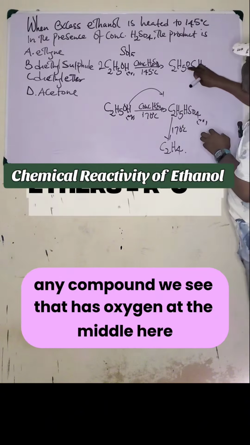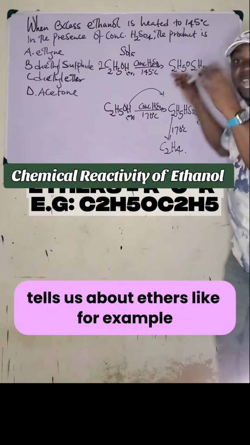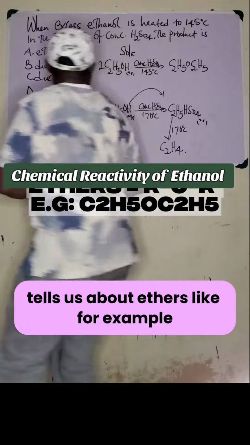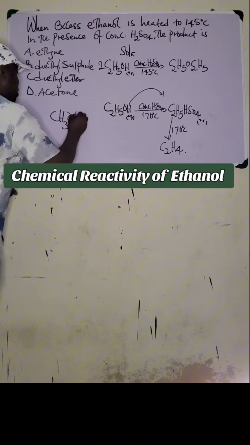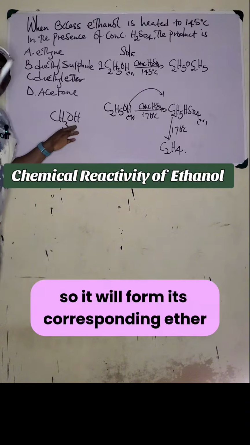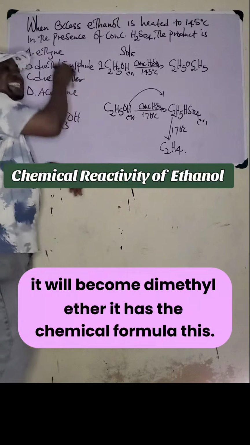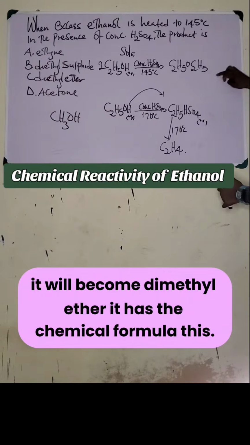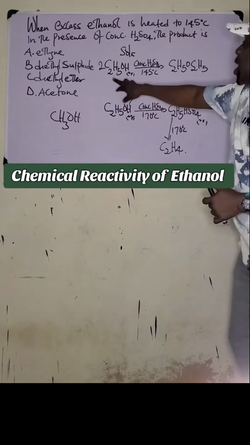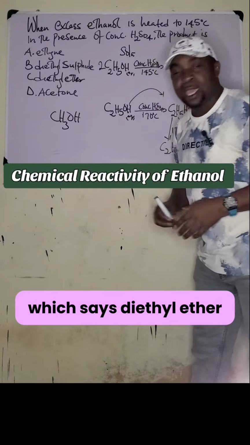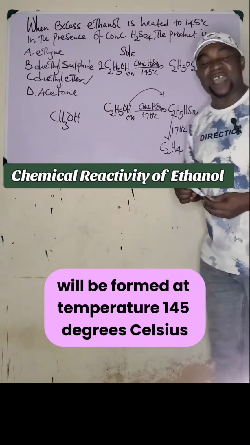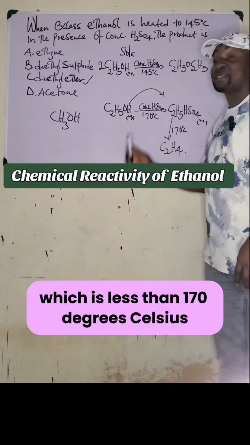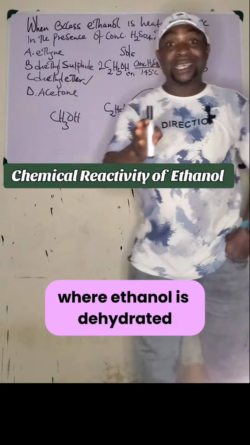Any compound that has oxygen in the middle like this tells us about ethers. For example, if this compound happens to be methanol, it will form its corresponding ether, dimethyl ether. It has the chemical formula this. And the correct option we have here is C, which says diethyl ether will be formed at temperature 145 degrees Celsius, which is less than 170 degrees Celsius, where ethanol is dehydrated.